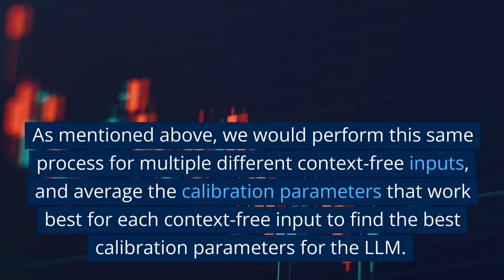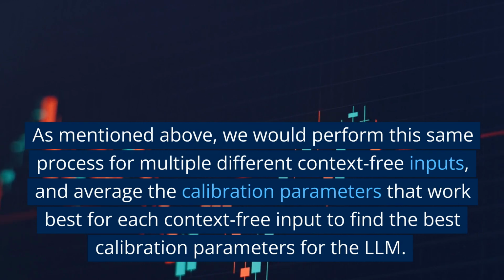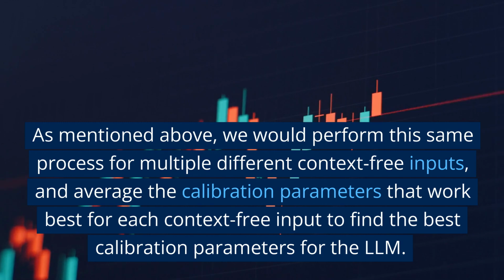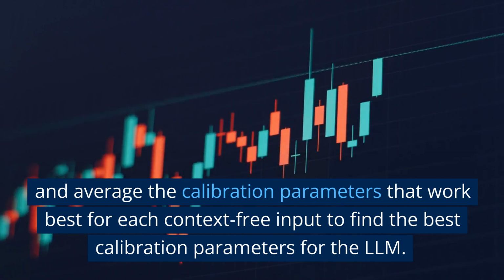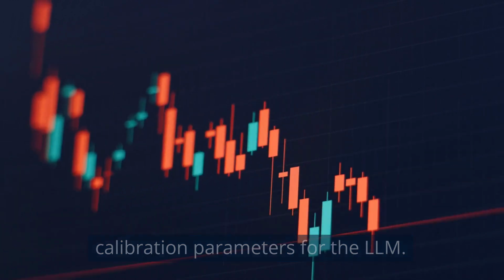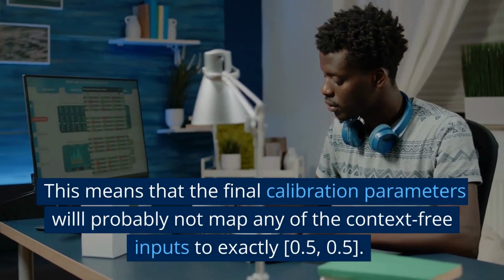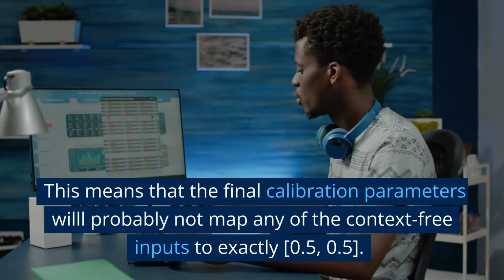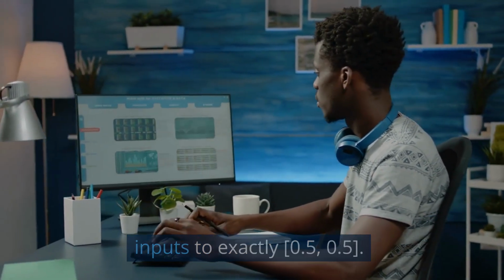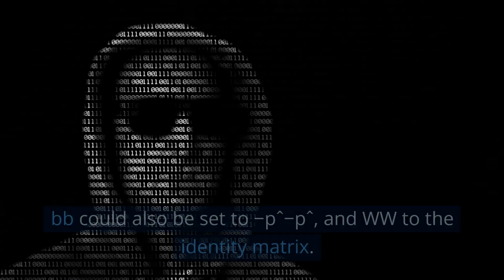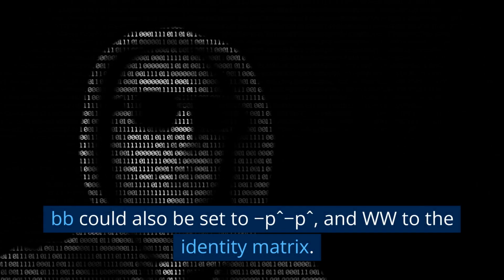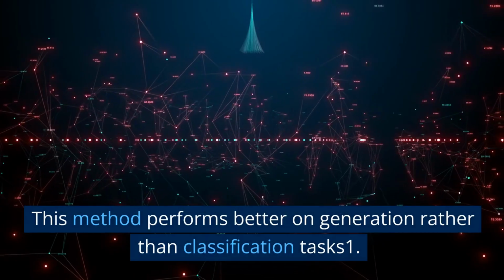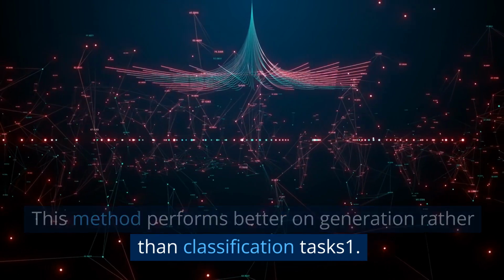As mentioned above, we would perform this same process for multiple different context-free inputs, and average the calibration parameters that work best for each context-free input to find the best calibration parameters for the LLM. This means that the final calibration parameters will probably not map any of the context-free inputs to exactly [0.5, 0.5]. Another method: b could also be set to -p, and W to the identity matrix. This method performs better on generation rather than classification tasks.